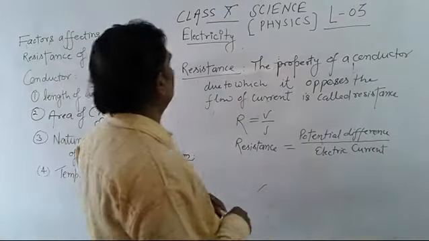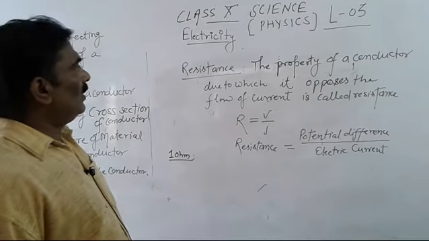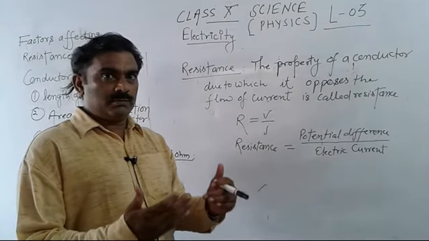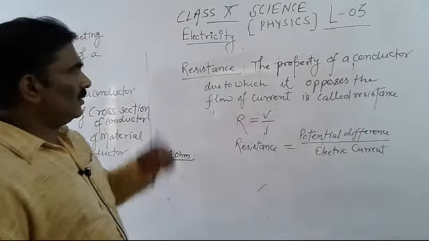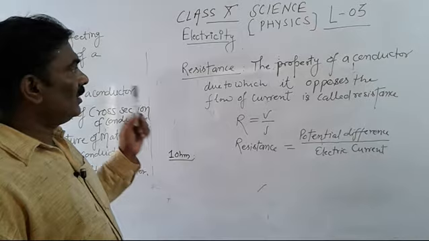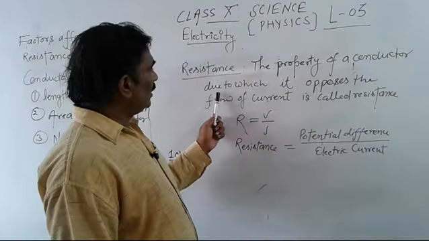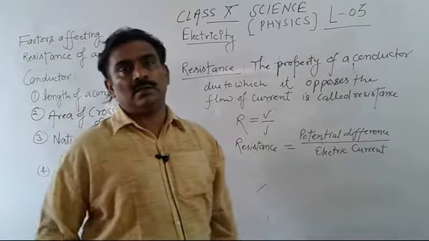हाँ तो students, today next topic is resistance. In previous topic, Ohm's law, you have heard about resistance. What is resistance? Resistance, the property of a conductor due to which it opposes the flow of current is called resistance.